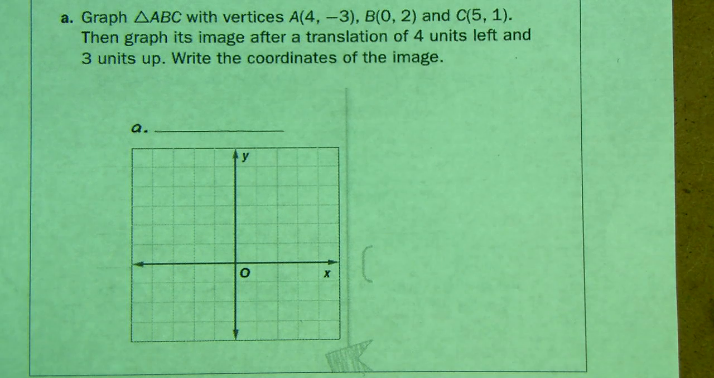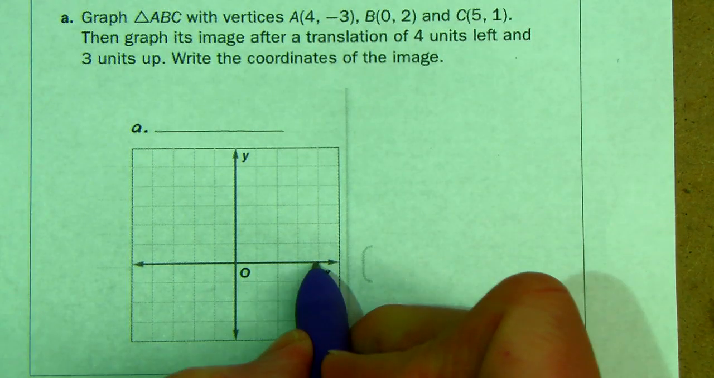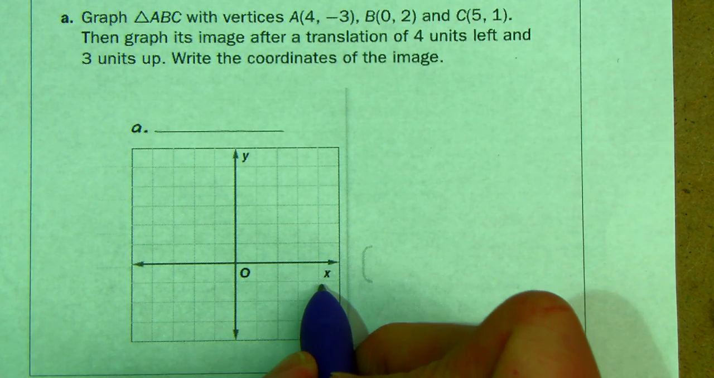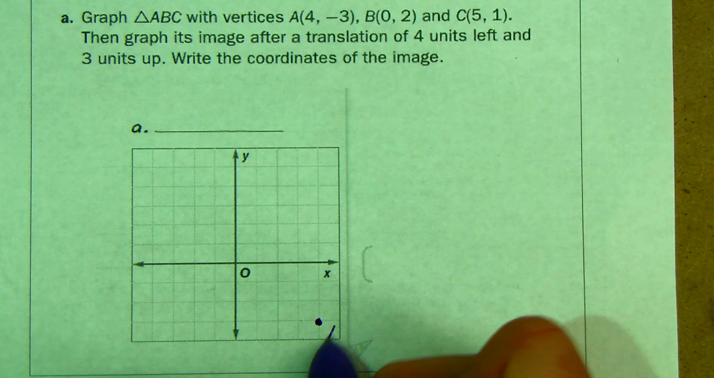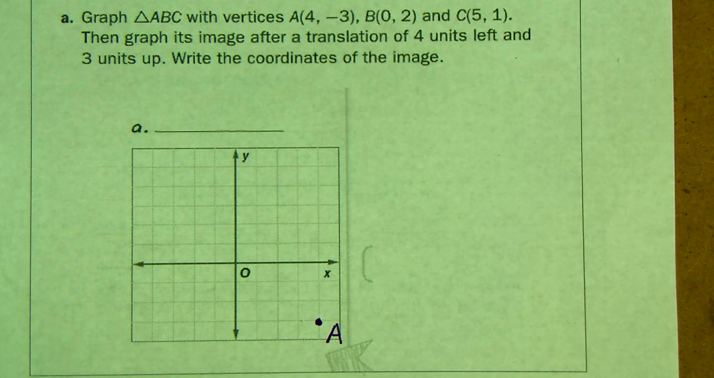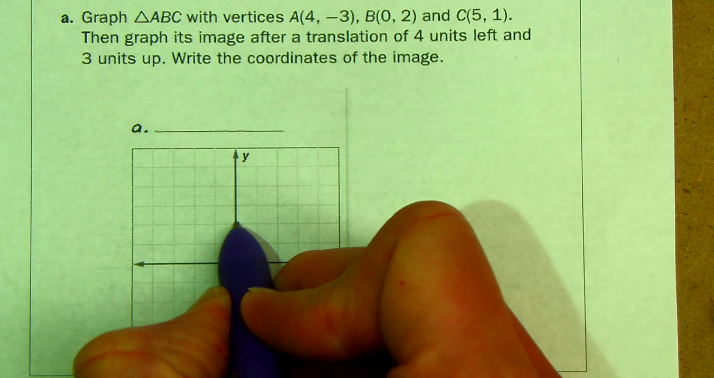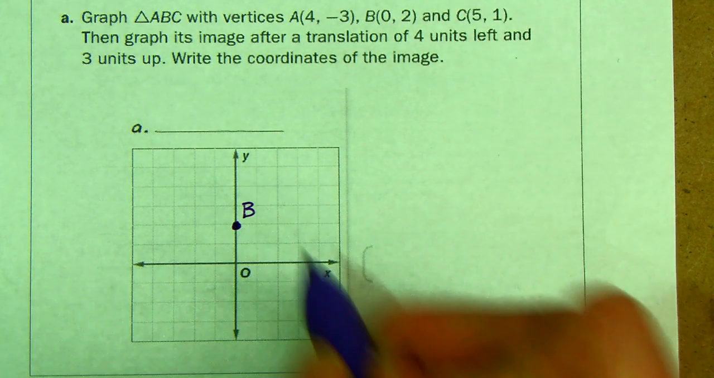Okay, so A is at 4, -3. So 1, 2, 3, 4, and down 1, 2, 3. That is A. This is the pre-image. B is at 0, 2. That's B. And C is at 5, 1. 1, 2, 3, 4, 5, 1.